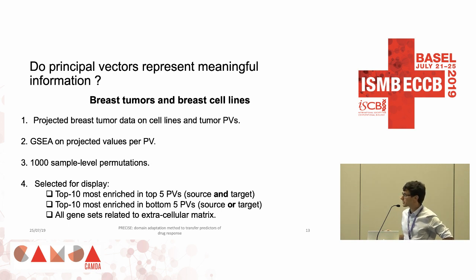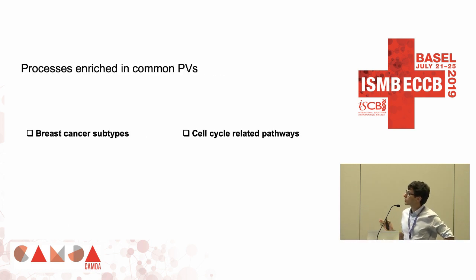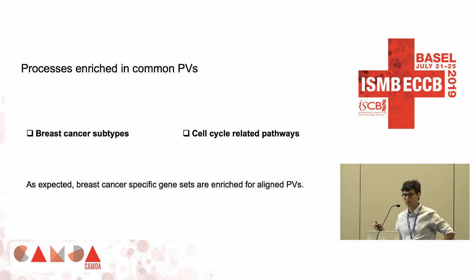And what we see is that in the top 5 PVs, all of the processes that are enriched are related to the breast cancer subtypes and to the cell cycle related pathways. And this is really something that we would expect, because when you put a human tumor into a petri dish, you would expect it to grow and to have the same invasive behavior that it has in human tumors. So roughly speaking, these processes should be present in both of them, and we retrieve them in these top principal vectors.